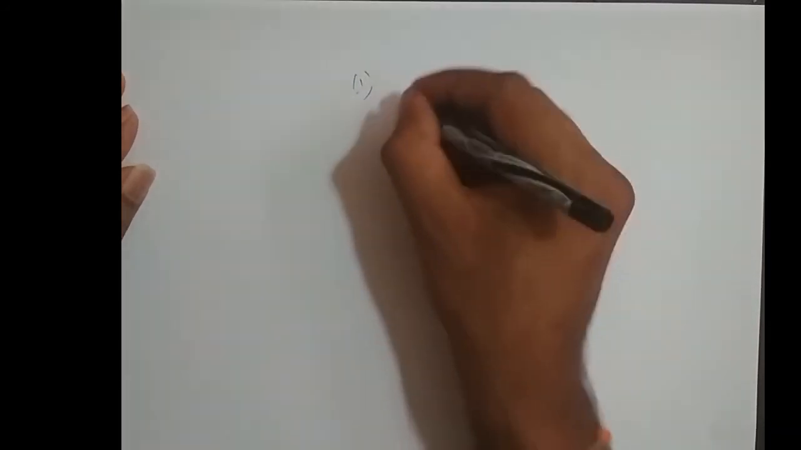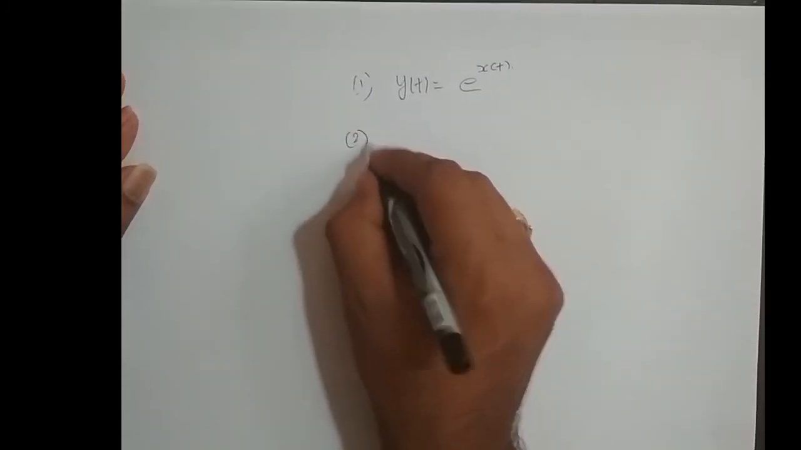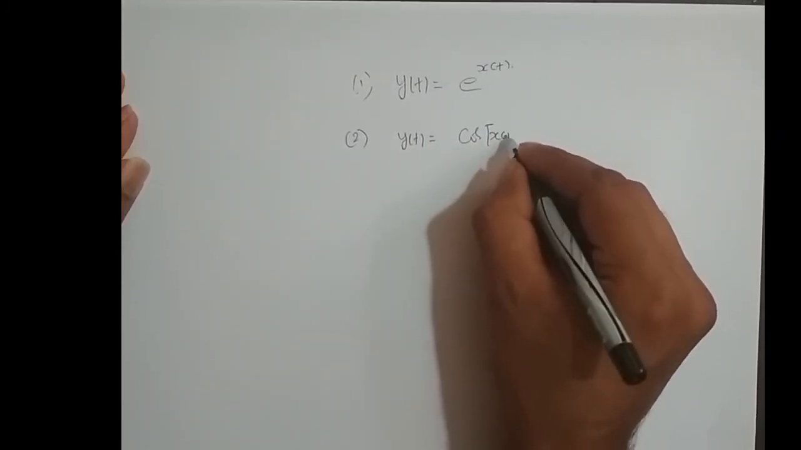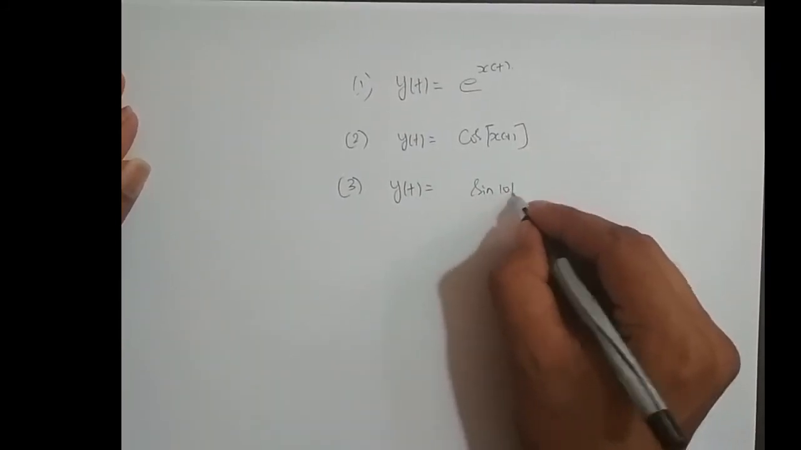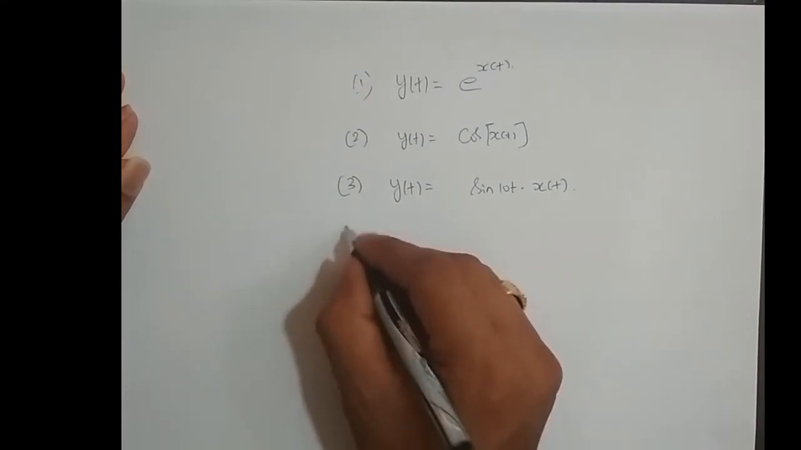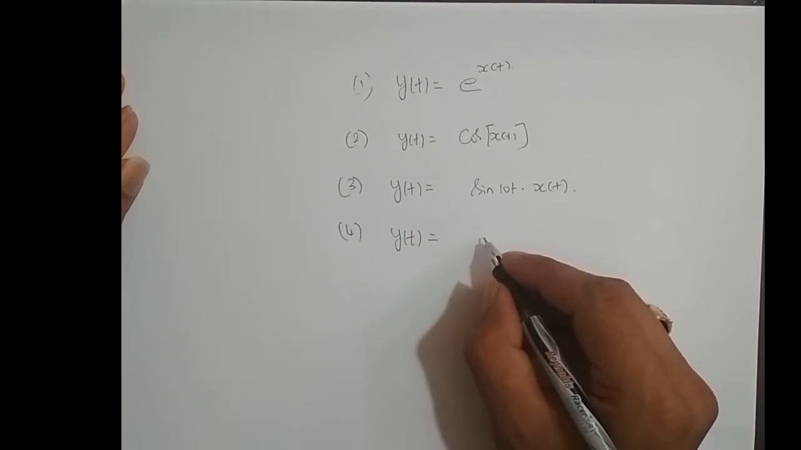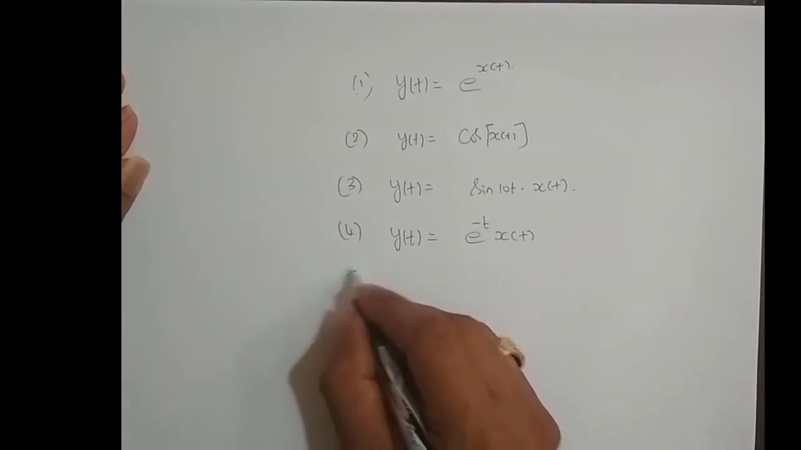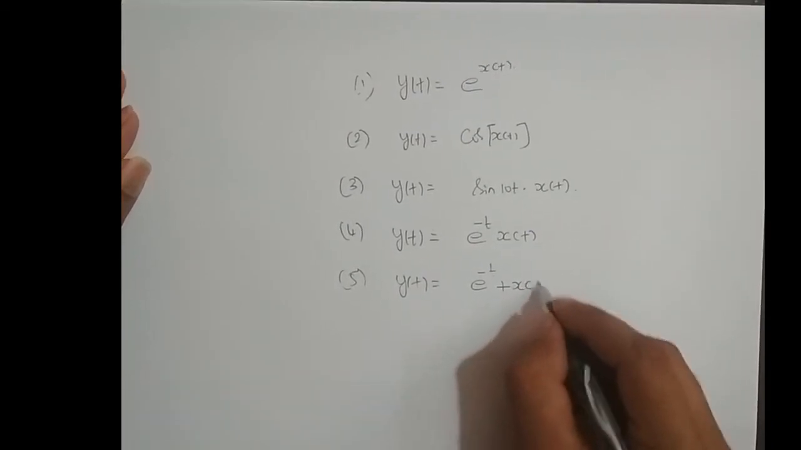You just try to take a few practice problems. So first problem, y of t is equal to e power x of t. Second one, y of t is equal to cos of x of t. Third one, y of t is equal to sin 10t into x of t. And fourth one, y of t is equal to e power minus t x of t. And fifth one, y of t is equal to e power minus t plus x of t.